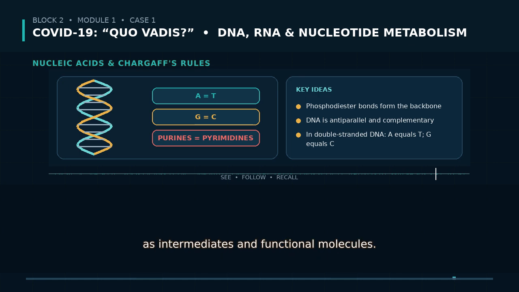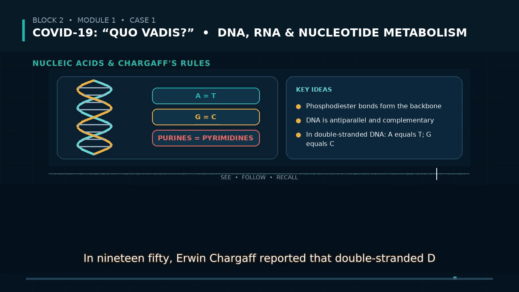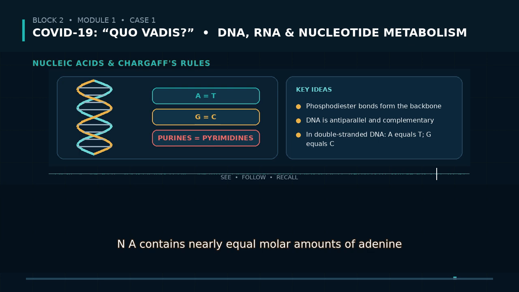Final mental summary. Begin with the nucleus. DNA is built from deoxyribonucleotides containing phosphate, deoxyribose, and one of 4 bases.